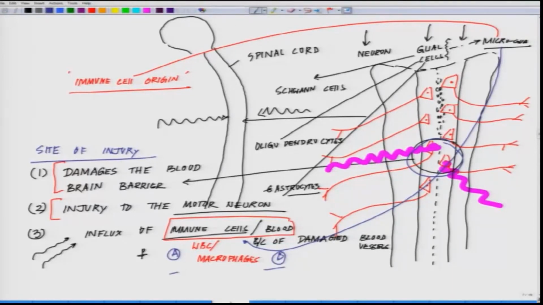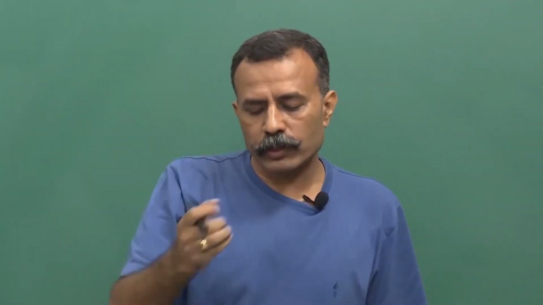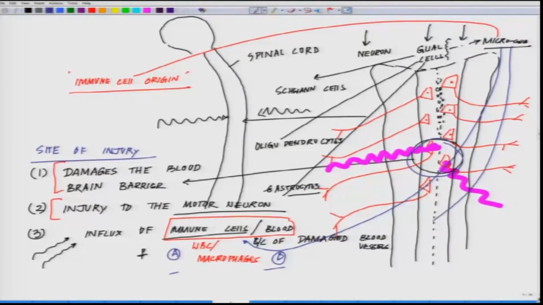Damage to the blood-brain barrier, injury to the motor neuron, and influx of the immune cells from the damaged blood vessels, as well as the influx of the microglia, and microglia from dormant phase becomes active. Okay. This is how the initial set of reactions at the site of injury happens.